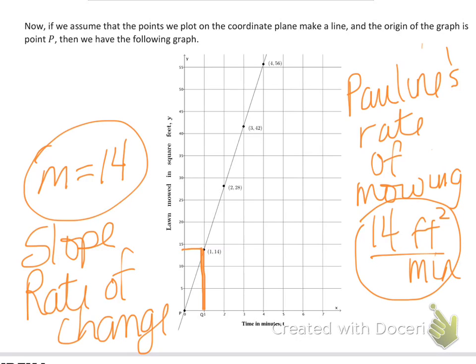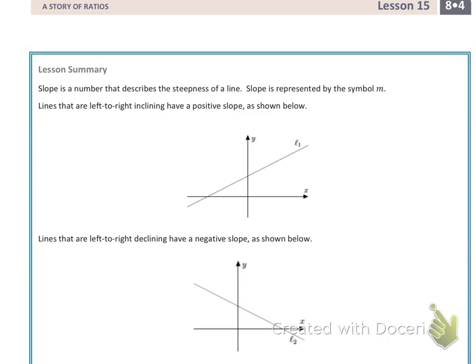Okay, so let's look at the lesson summary and we'll be done. Okay, so we saw that slope is a number. So it's either positive, negative, or 0. It's a number that describes the steepness of a line. So it's represented by the symbol M. And lines that are left to right inclining, so in other words, if I'm moving from left to right, the line going up, that's going to be a positive slope. If I'm moving from left to right and the line is going down, we're going to call that a negative slope.